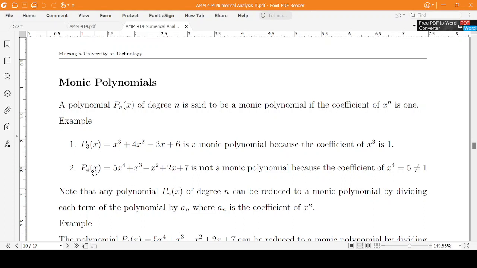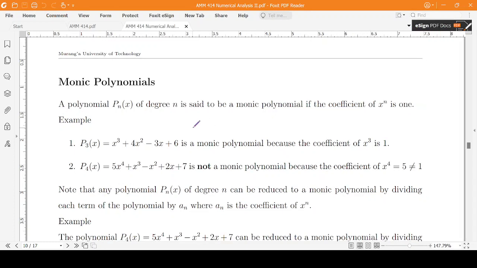If we look at the second one, we look at the terms here, and we see that the highest power of x is 4. So this is a polynomial of degree 4. Then we check what is the coefficient of x raised to power 4. The coefficient of x raised to power 4 is 5. And because it is 5, the polynomial is not monic.